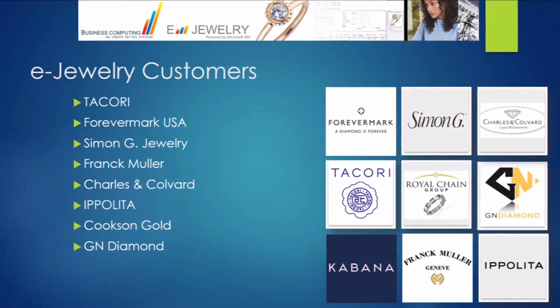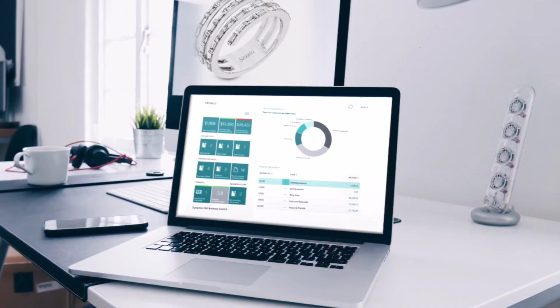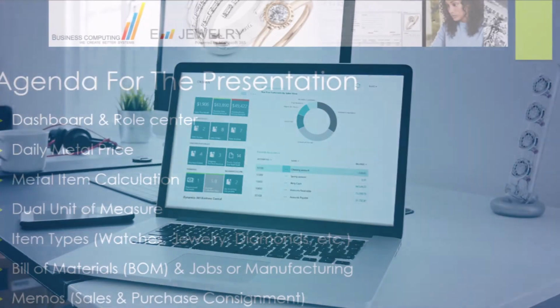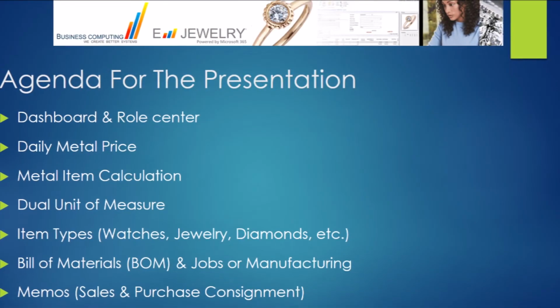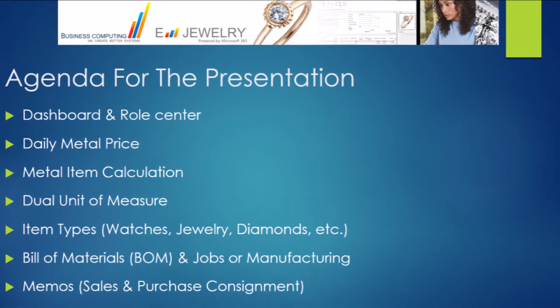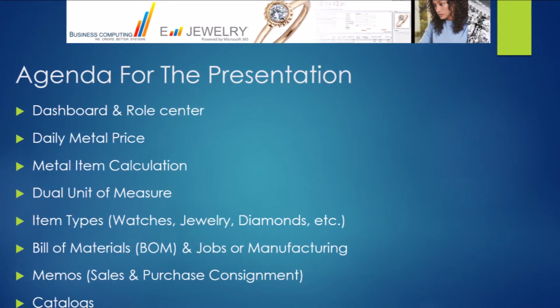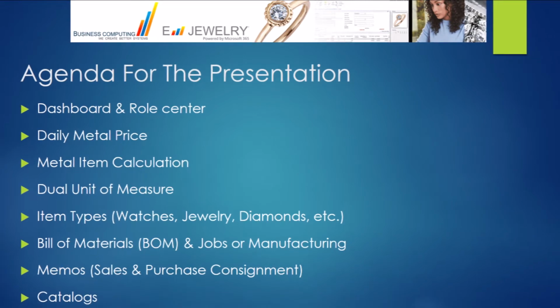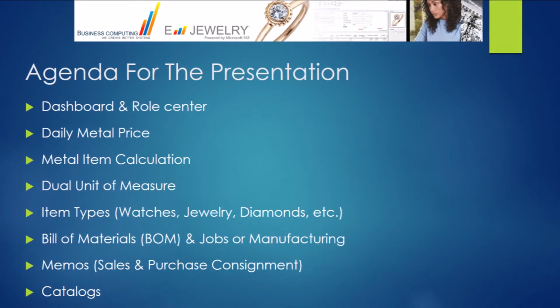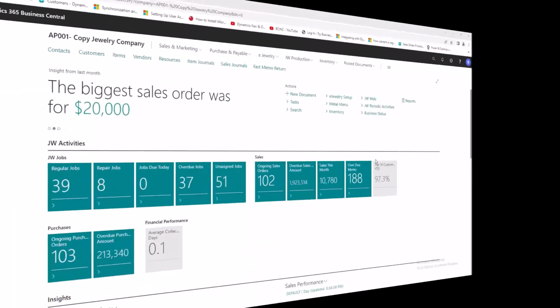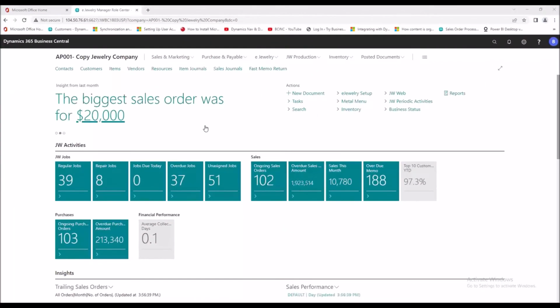In this particular preview, we'll cover the following items: dashboard and role center, daily metal price, metal item calculation, dual unit of measure, item types like watches, jewelry, and diamonds, BOM, which is the bill of materials, jobs, which is our manufacturing module, memos, which are sales and purchase consignment, and catalogs. This will be a brief overview of the eJewelry app for Business Central, designed by Business Computing.